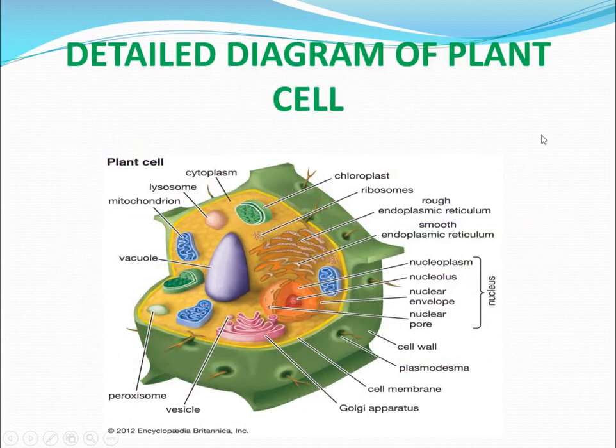This is the detailed diagram of the plant cell. Here you can see it is very large in size, and there are some exceptions. You can see that they have mitochondria, lysosomes, cytoplasm. These are very common. But then you have the cell wall, which is an exception. Then we have chloroplast, which is also an exception.